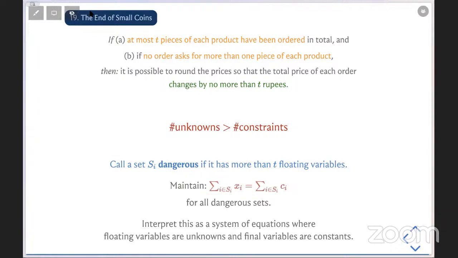What can we say about a linear system where the number of unknowns is more than the number of constraints? If fewer constraints, more unknowns, that's more freedom. So what can we say?